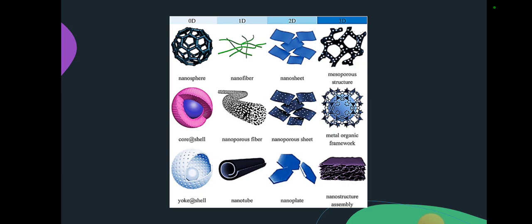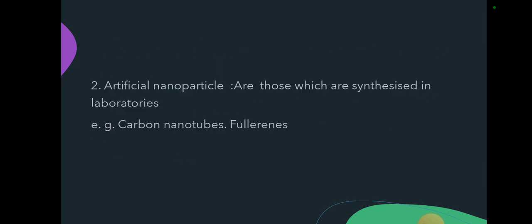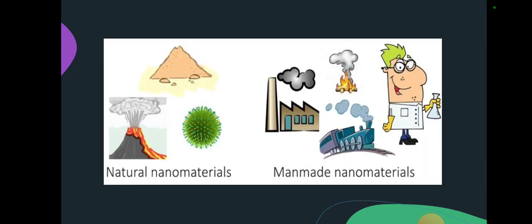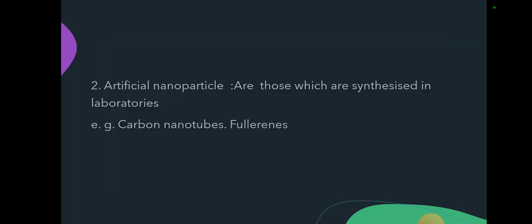These are the pictorial representations of different dimensions of nanoparticles: 0-dimensional, 1-dimensional, 2-dimensional, 3-dimensional. Here I have also shown the natural and man-made nanoparticle classifications, volcanic, fullerenes, etc. are shown here.